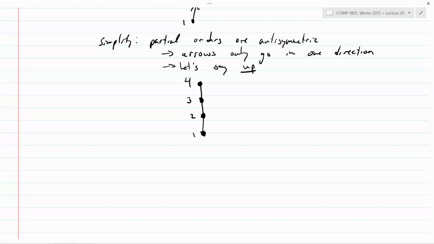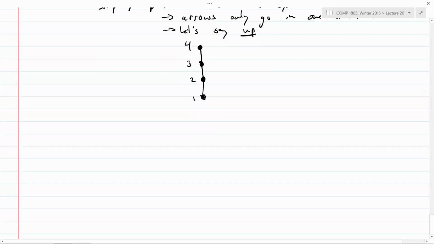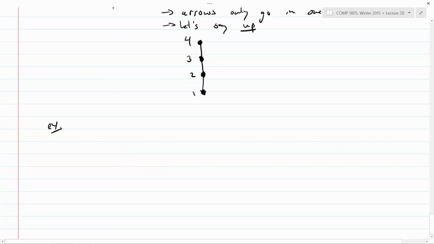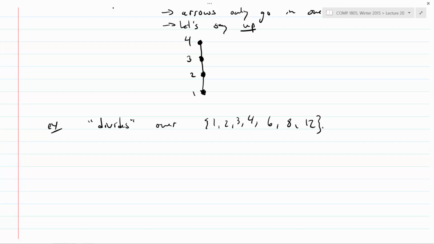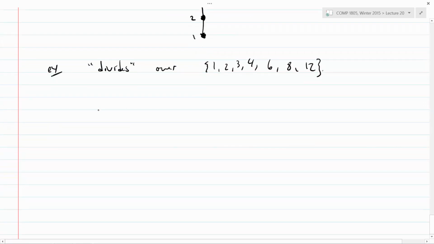All right, so it doesn't always work out this nicely, right? This is a very simple Hasse diagram. It's a line. It gets more interesting. So let's do another one. I'm going to look at the divides relation over the set 1, 2, 3, 4, 6, 8, 12. This one's a little bit more complicated. All right, so let's start from scratch. This is a little bit tricky.